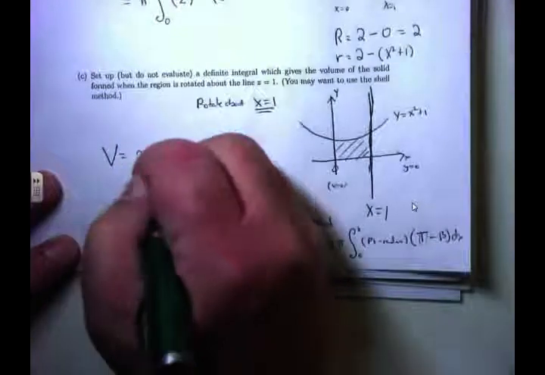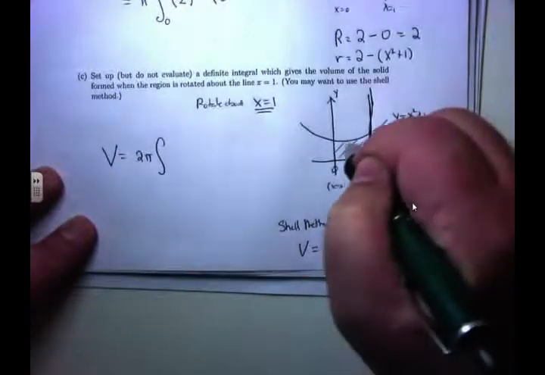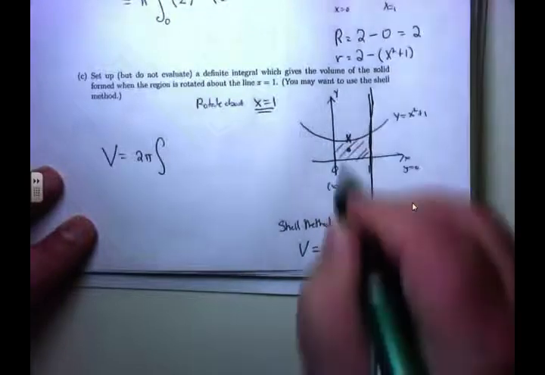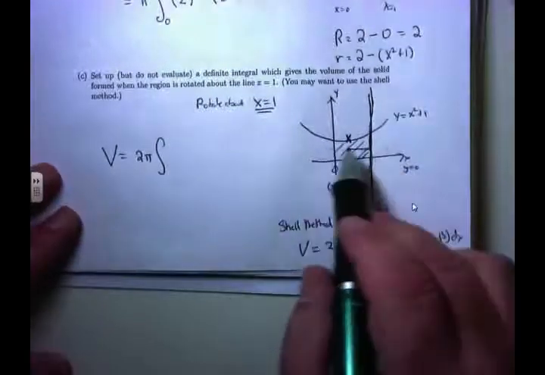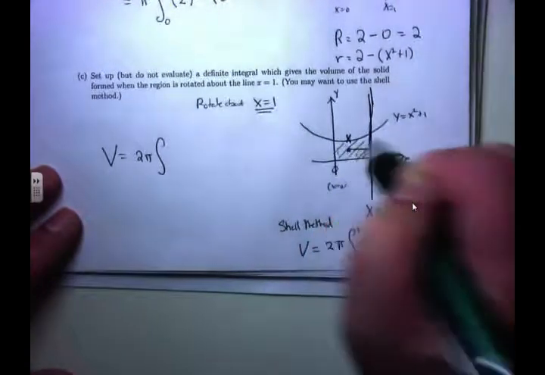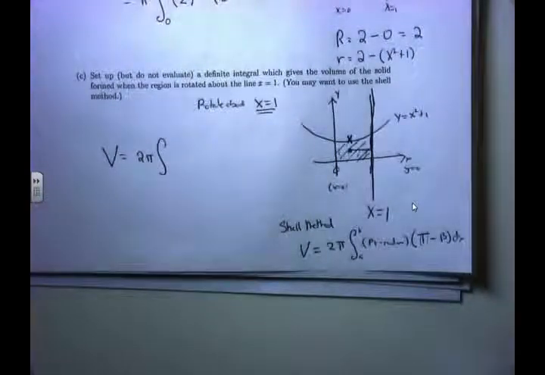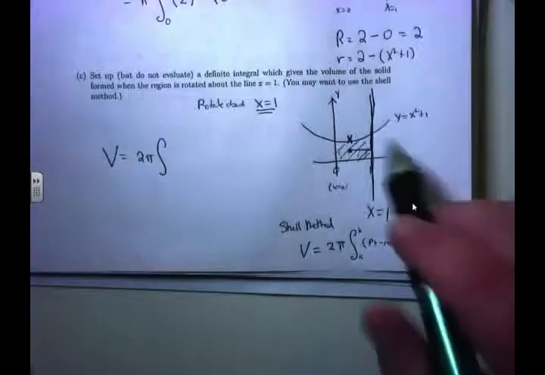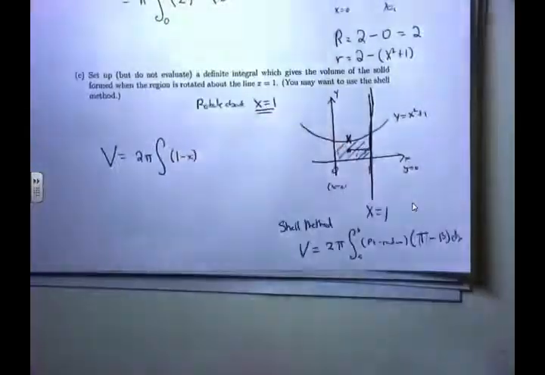So my volume would be 2 pi times the integral. The point radius is an arbitrary point inside your region, which I'm calling x right here, to the axis of rotation. Now that is a distance that we're rotating, but we're rotating every individual point in this region. We need a distance. Distance is either top minus bottom or right minus left. So what would the point radius be in this one? Very good. Right minus left, so it is 1 minus x.